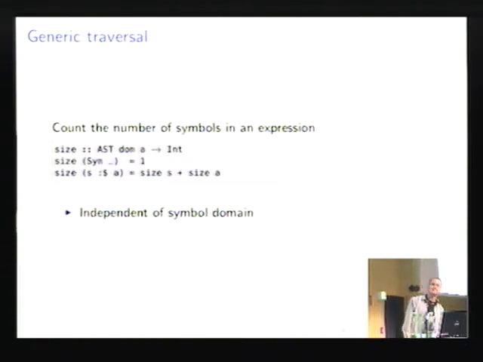So here's a simple generic function to count the number of symbols in an expression. If we have a symbol, we return 1. If we have an application, we just add the sizes of the sub-expressions. As we see, this function is completely polymorphic in the domain. So whatever language we choose to encode using AST, the size function will work for that language. So it's a fully generic function.